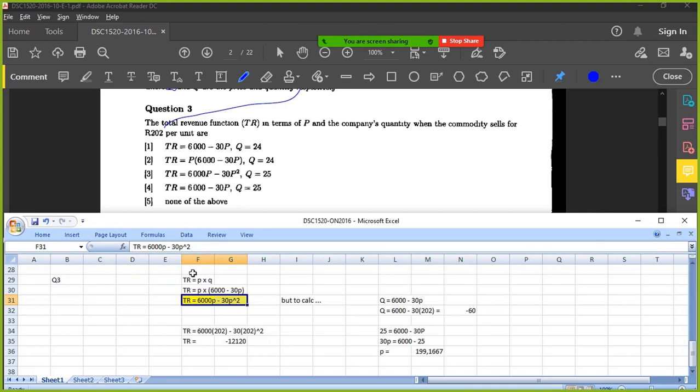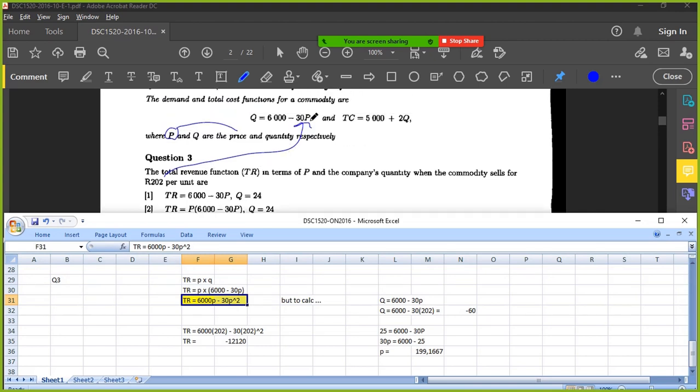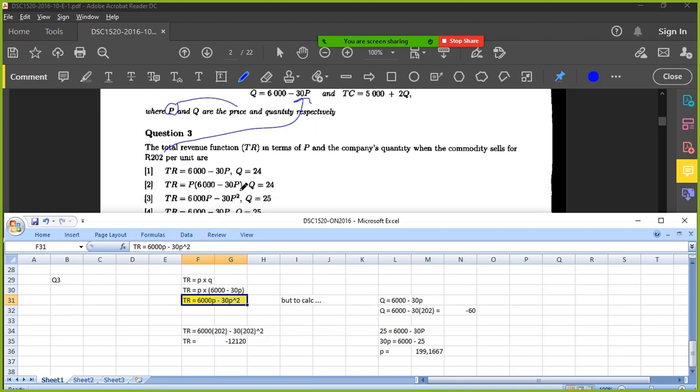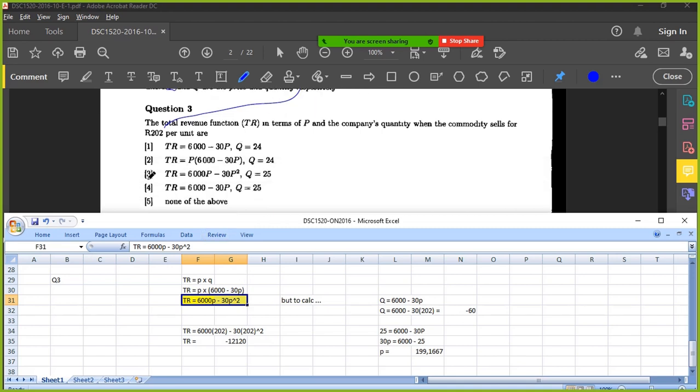Obviously total revenue is price times quantity. So your price is your P, and you're timesing it by this quantity. So 6,000p minus 30p squared. That's perfect. That's fine. So I'm happy with that part. I'm not happy with this part.